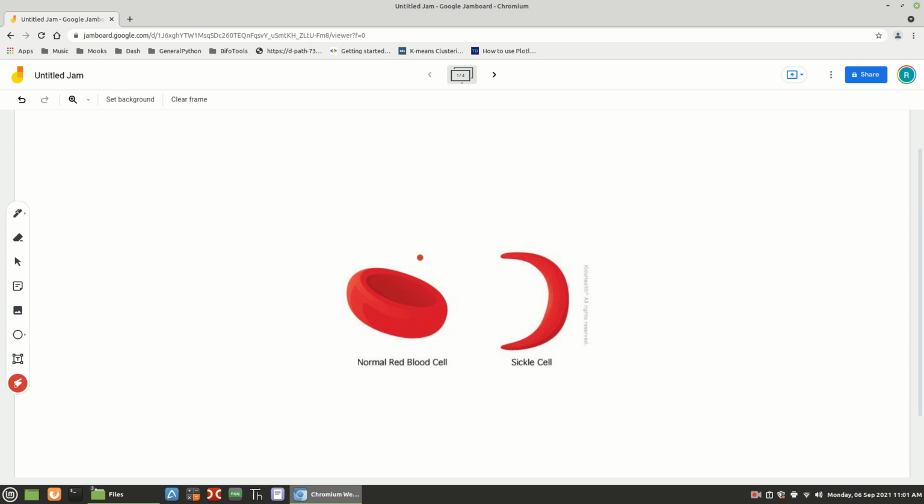And then they're released from wherever they're made. They can be made in a couple of different places, in the bone marrow primarily, but there are other places they can be made. They're released into your body, and that's all they do. They last several weeks, and they just transfer oxygen and CO2 in and out of your body. And this is the normal shape.